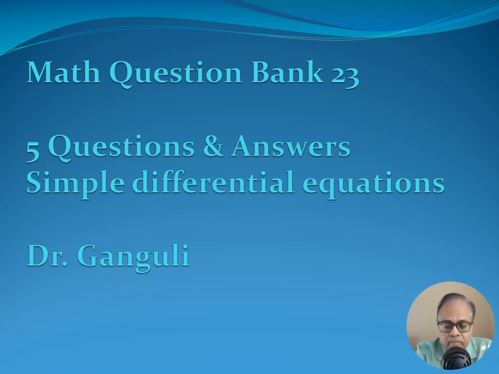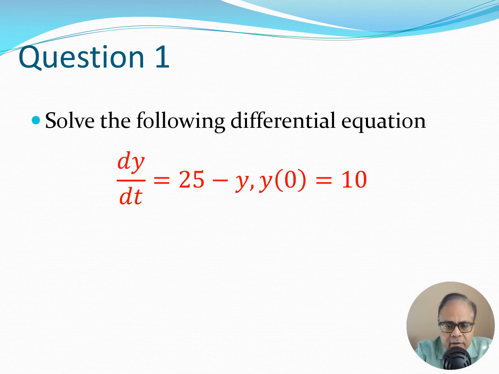I am Dr. Ganguly. So let's begin with a very simple differential equation, that is dy by dt is 25 minus y, and y0 is 10. These kind of problems are sometimes also known as initial value problems or IVPs. In today's lecture, all the 5 equations are of the sort that some condition is provided and the equation is with respect to time. So what we have to do here is find the solution y as a function of t. So let's try to do that.